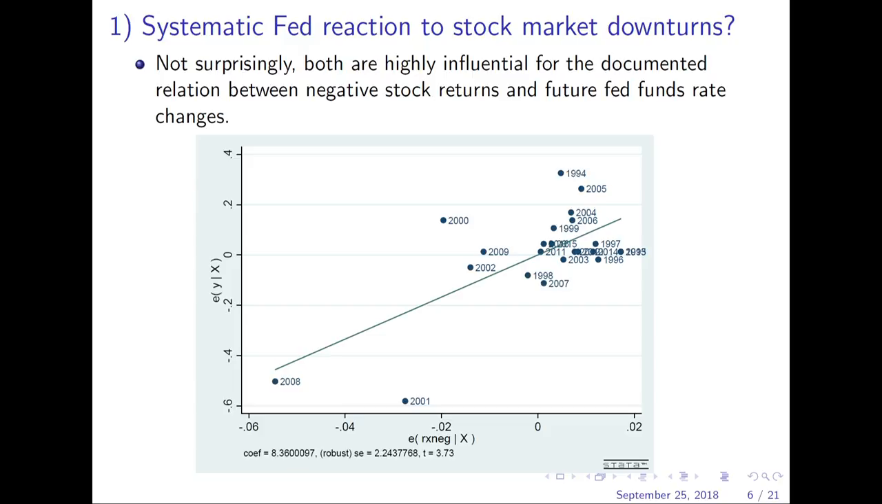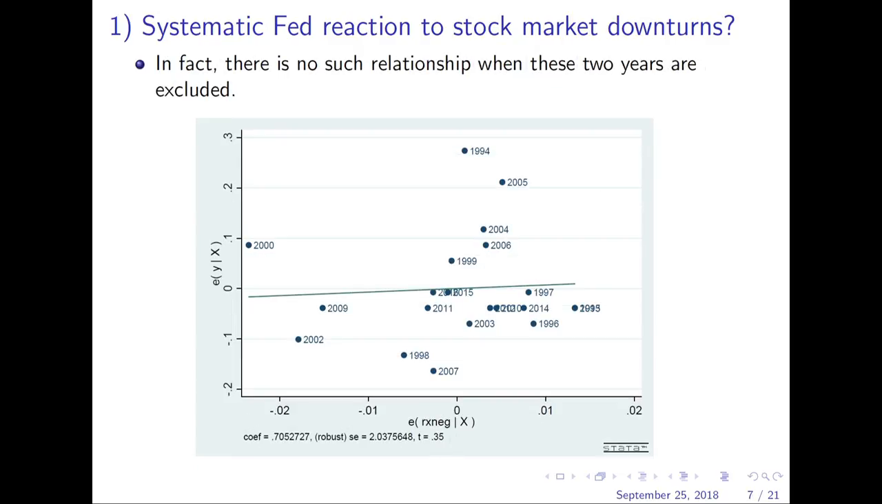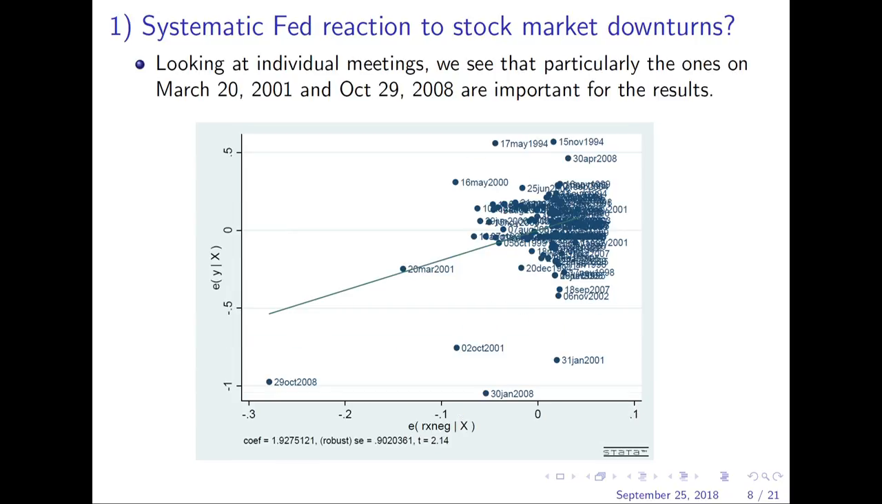And what you see is that this positive relationship seems to be driven to some extent by the 2008 and 2001 observations. And so when you exclude those 2 years, and I'm not saying you should exclude those years, but just as an observation, then the relationship seems to be gone. So these 2 years have seen important financial crises, if you will: the burst of the dot-com bubble is at least an important financial market event, and the financial crisis is an important financial market event. When you exclude those 2 years, there doesn't seem to be much of a systematic relationship between stock returns and the Fed's policy. Now, looking at individual meetings, we see that there are particular meetings that seem to be very influential for this documented relationship, and those are the meetings on March 20th, 2001, and October 29, 2008.